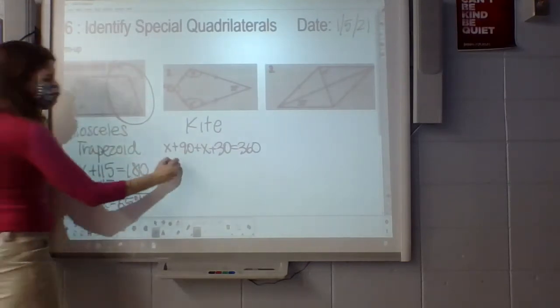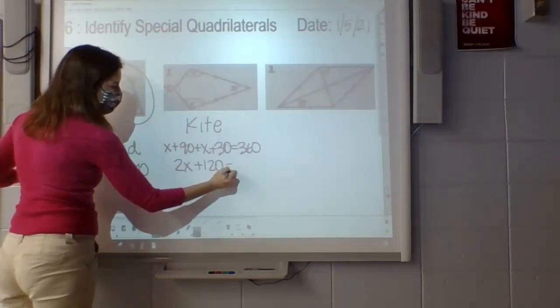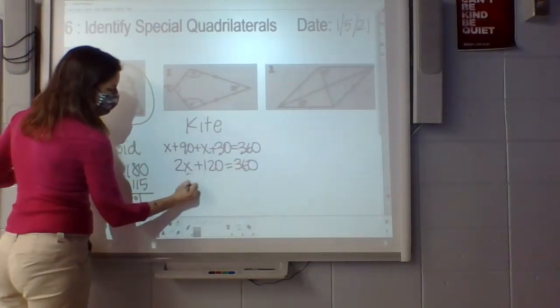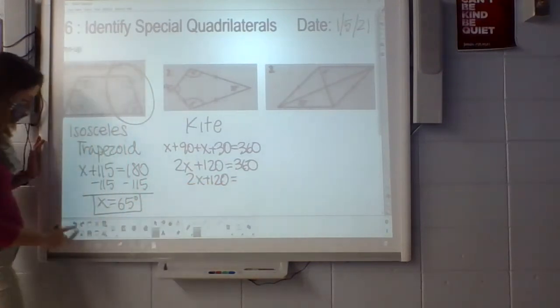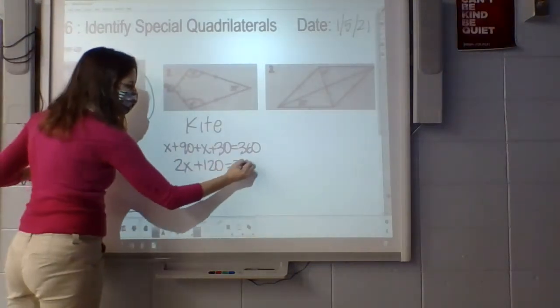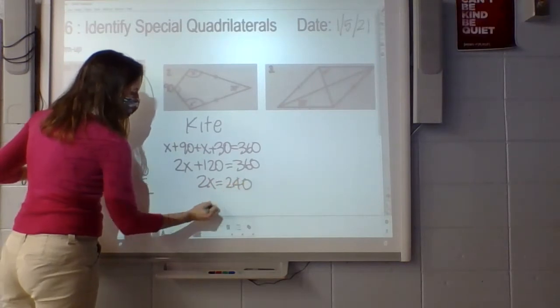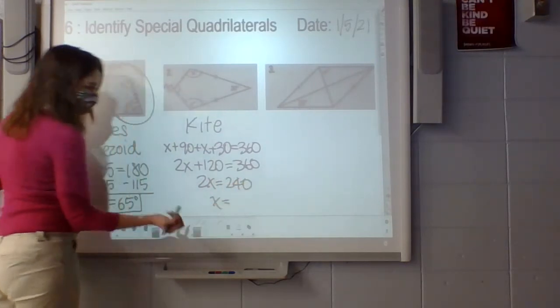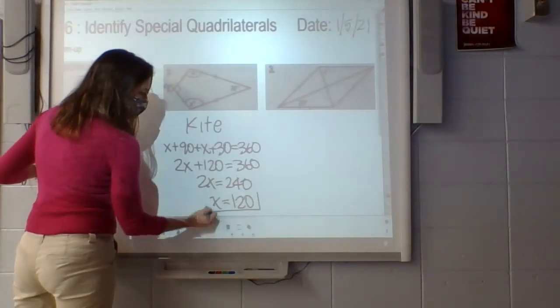So x and x is 2x. 90 and 30 is 120. Move that 120 over. So I get 240. And then I divide by 2 and I find out, what do I get, 120 for each of those?